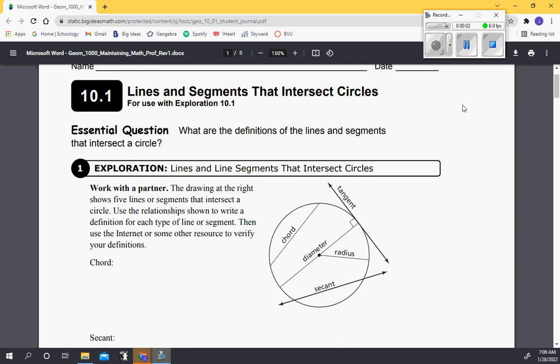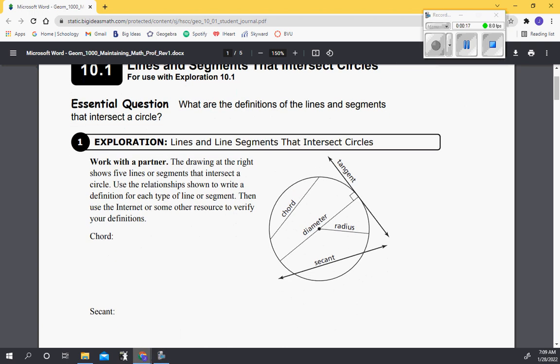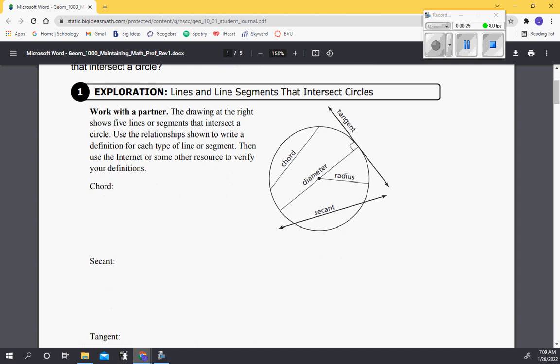Okay, starting chapter 10, lesson 10.1. We are starting to talk about the topic of circles. The round objects you know of. Circles. In 10.1, we're going to be talking about lines within a circle, lines that go through a circle, and lines that touch a circle. It's all about lines and circles in 10.1.